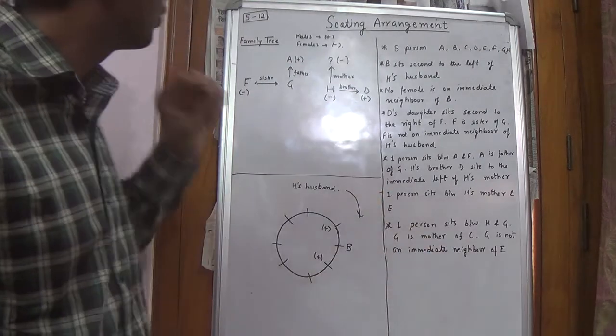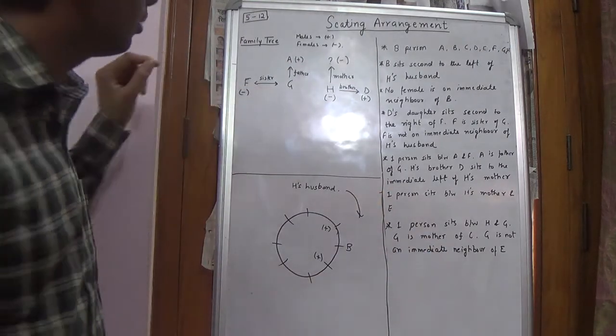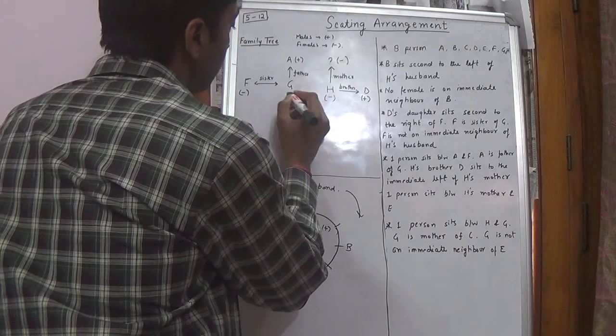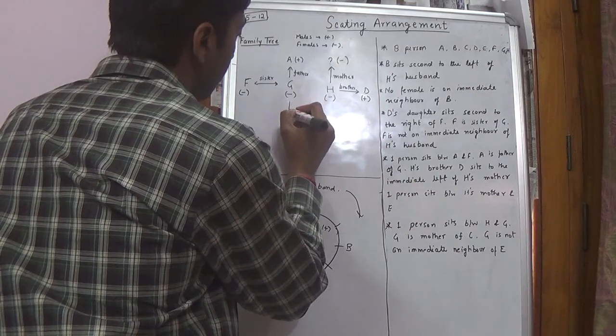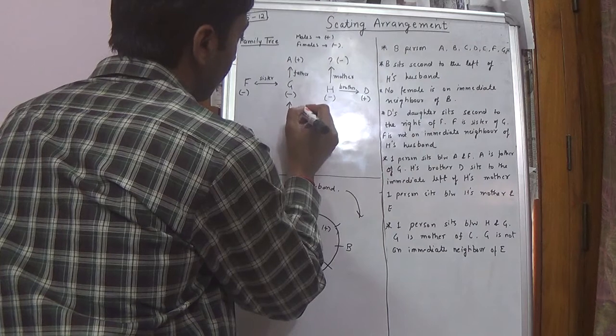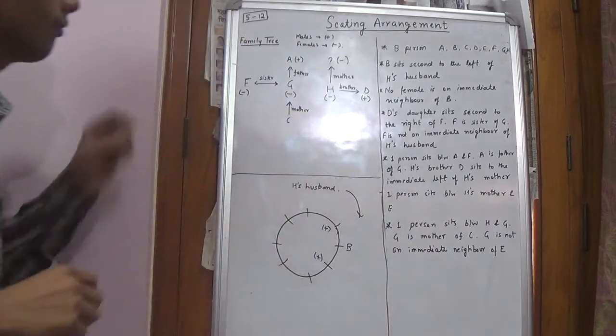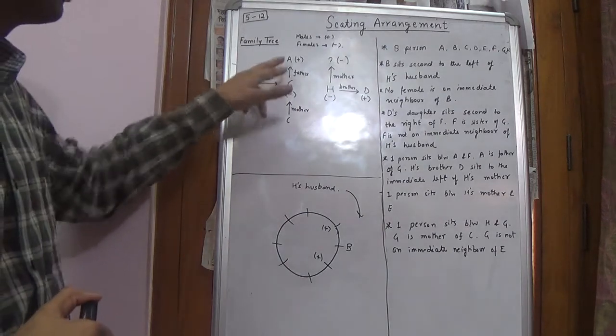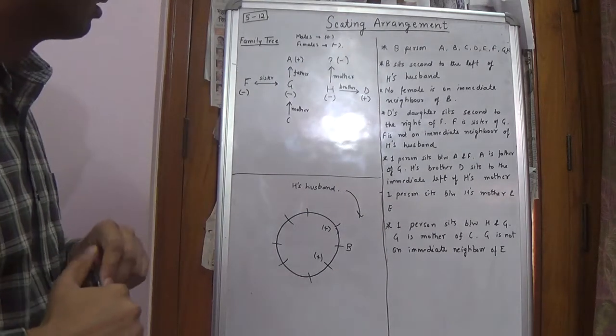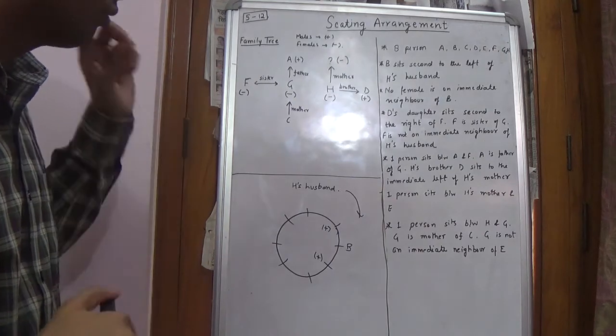G is the mother of C. So she is also a lady and she is mother of C. So total 1, 2, 3, 4, 5, 6, 7. So we have got 7. There would be one more person.